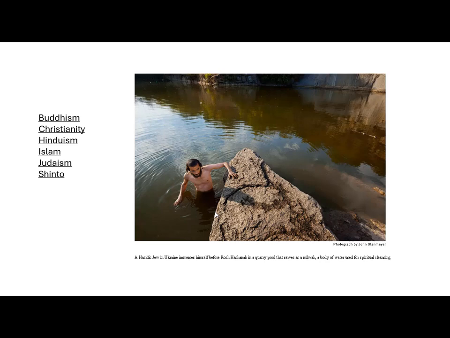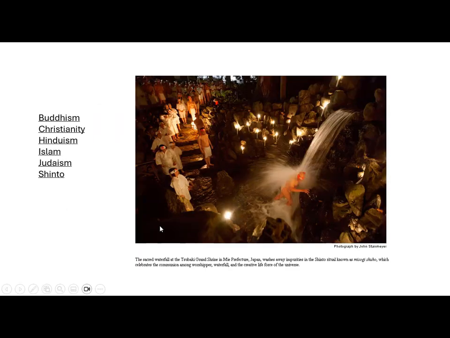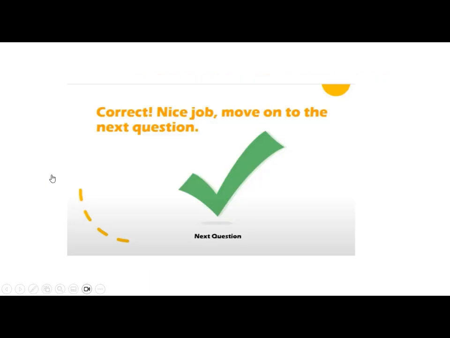Here you have to really look at the photograph, because this man has his hair combed in a certain way. Therefore this is Judaism. For the next photograph, we can look at the headbands and also the waterfall, and from the definitions before, we know that this is the Shinto.